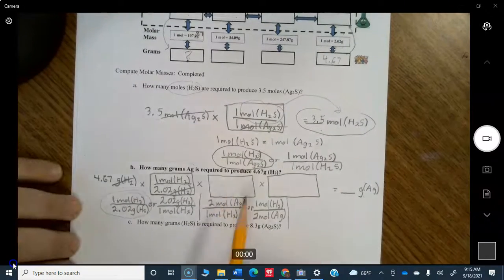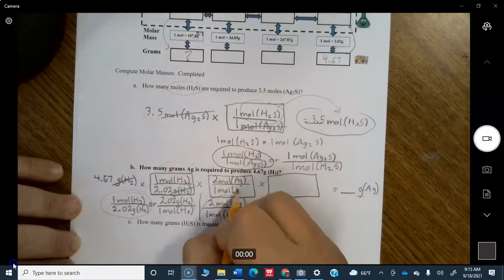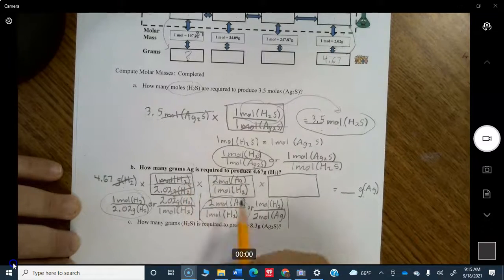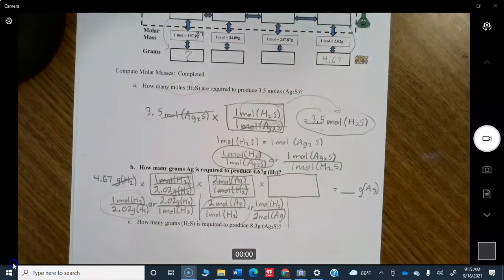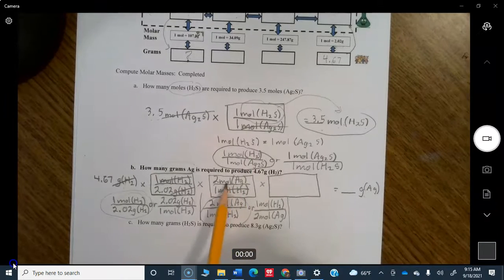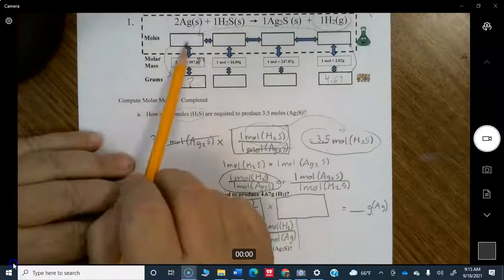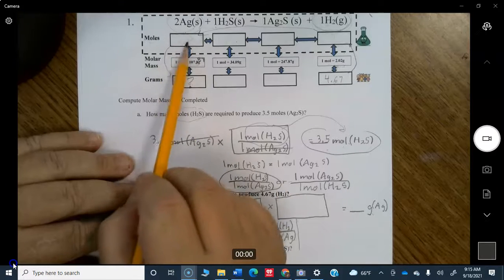One of those 2 to go in this box right here. Which one is it going to be? You need moles of H2 to cancel out because it's not in your final answer. So that means you need moles of H2 down here. So that's going to be this first one right here. Okay, so moles of H2 cancels with moles of H2. And now the only unit you have left at this point is moles of Ag, which is this box right here. That's where you're sitting. You're sitting in this box right here.